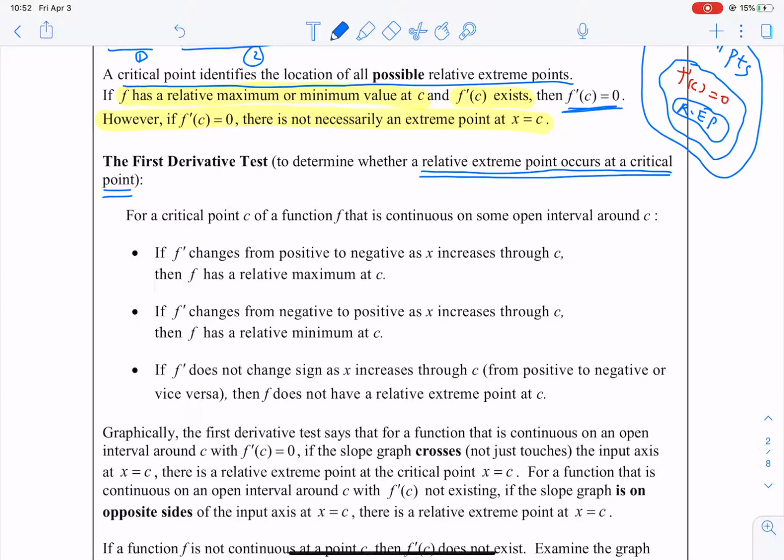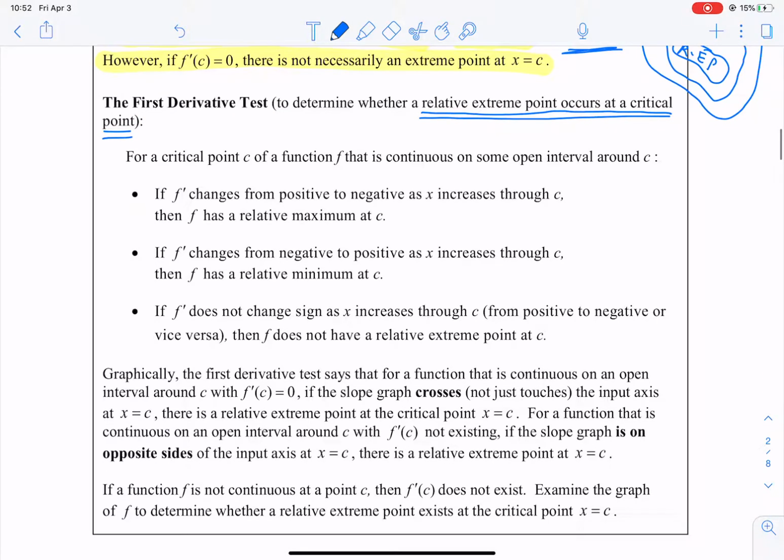Highlight all of the critical points. And suppose we have 10 critical points. Step number 2, how many of them are relative extreme points? In order to answer the second question, the second step, we have to use the first derivative test. Then let's see what it is.